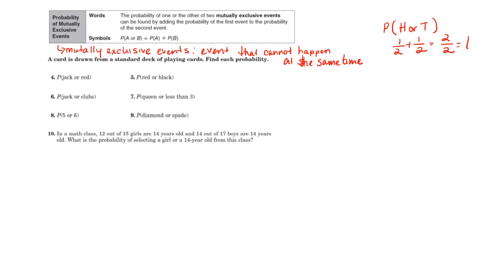All right, so if I want the probability of red or black, there's 26 out of the 52 cards that are red, plus the black, 26 out of 52 are black. Their common denominator is 52. 26 plus 26 is 52. So again, that's a probability of 1. 100% of my cards are red or black.